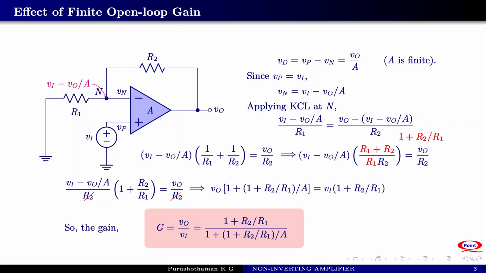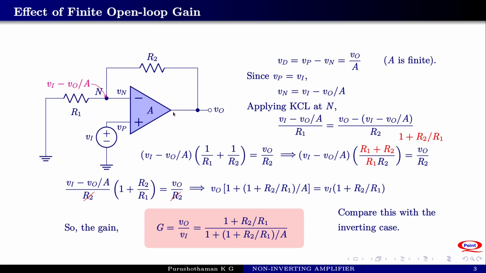Now compare this expression with that of the inverting case. For the inverting amplifier, we have already discussed the effect of finite open loop gain. Comparing these two equations, you can see that the denominator in both cases is the same. It is because both the amplifiers use the same feedback path. And the numerator is 1 plus R2 by R1, which is the ideal gain of this non-inverting amplifier. And in the inverting amplifier case, we have the numerator as minus R2 by R1, which was the ideal gain of the inverting amplifier.